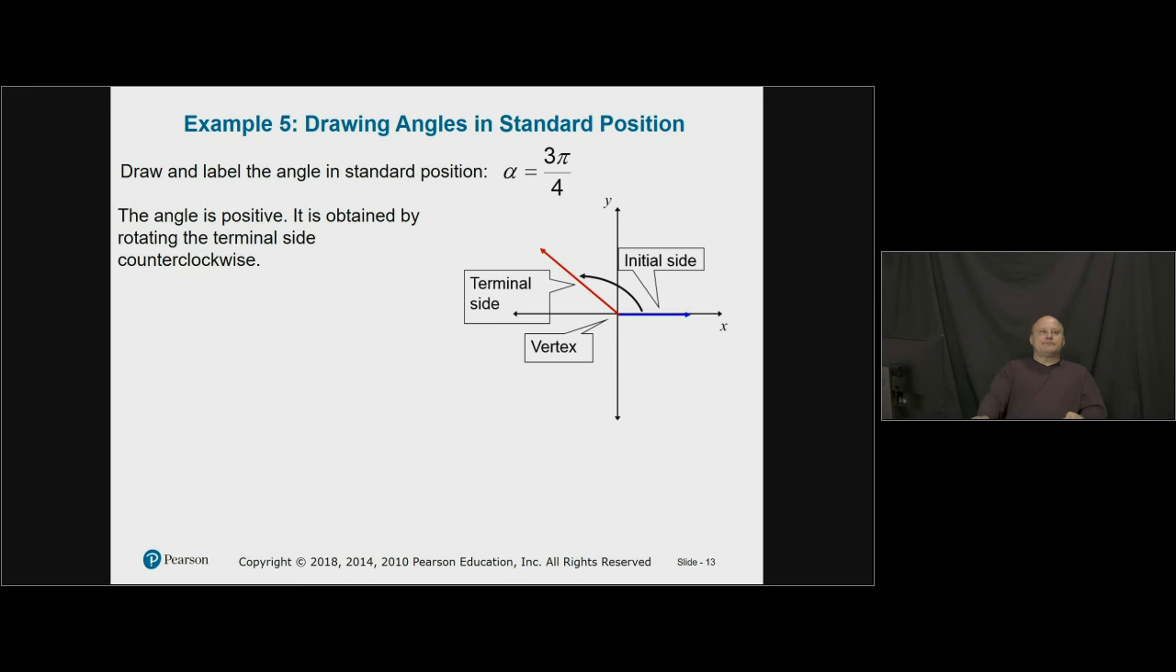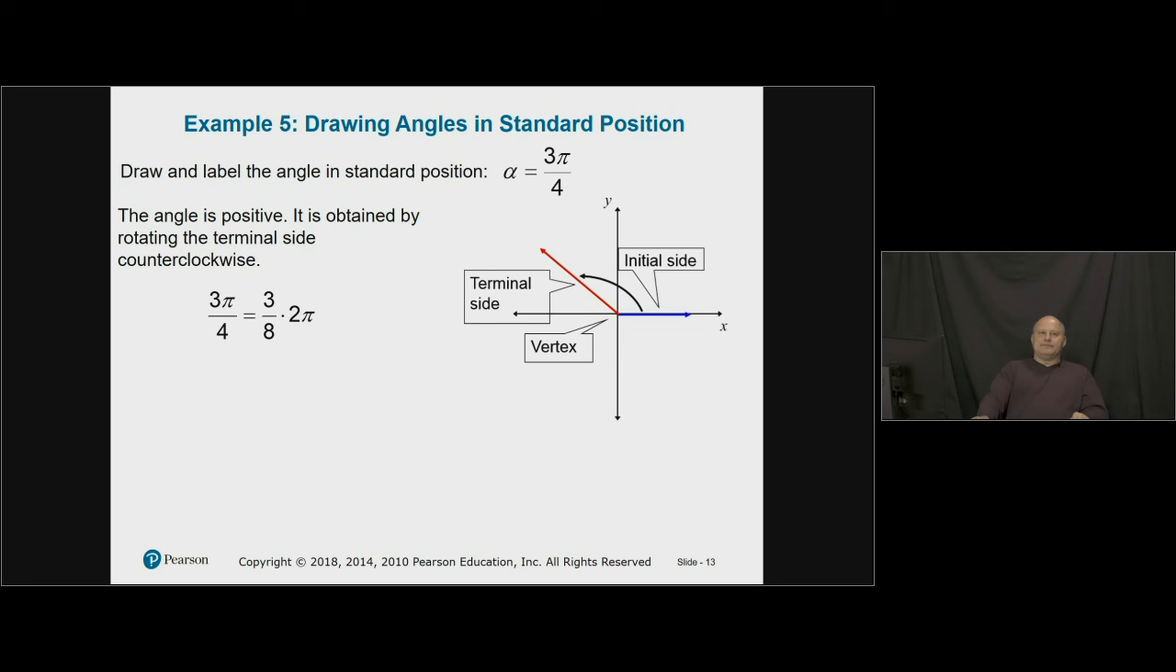Okay? So draw and label the standard position of 3 pi over 4. So there is a picture of what it should look like. So the angle is positive, so we go counterclockwise. So 3 pi over 4 is actually 3/8 of 2 pi.